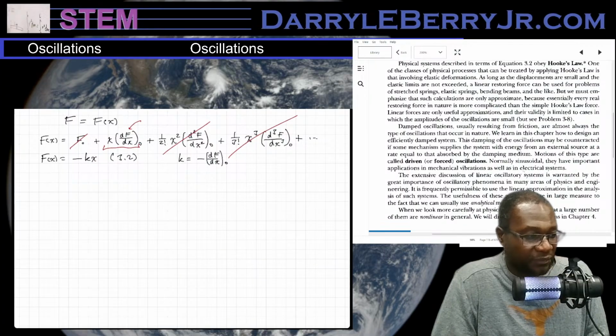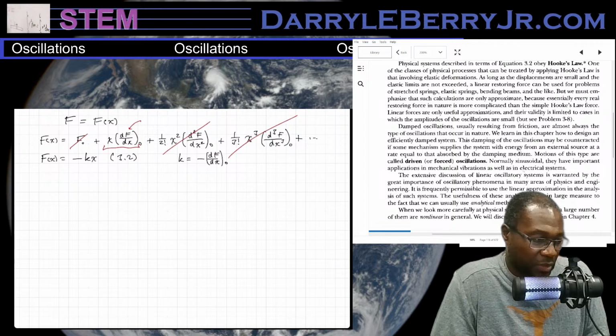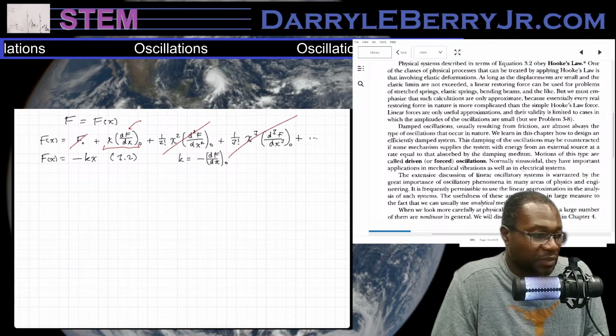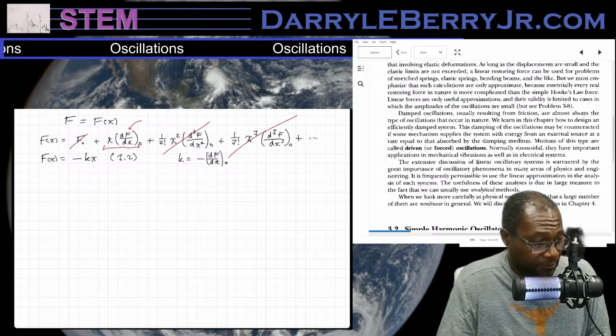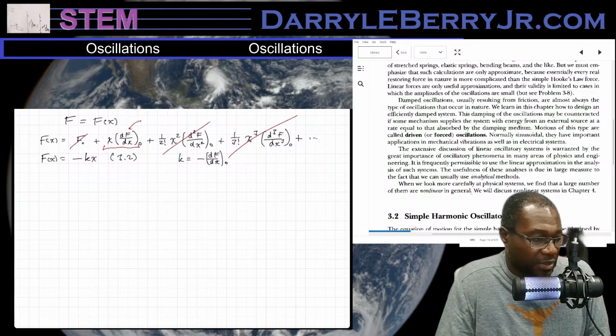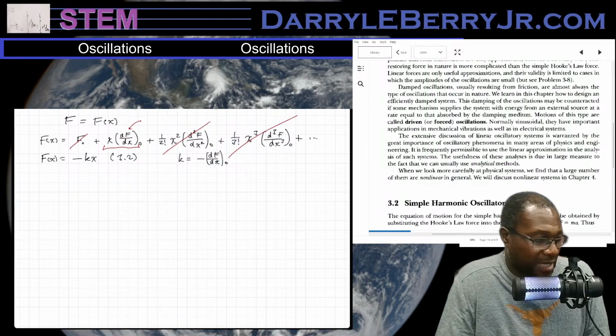The extensive discussion of linear oscillatory systems is warranted by the great importance of oscillatory phenomena in many areas of physics and engineering. It is frequently permissible to use the linear approximation in the analysis of such systems. The usefulness of these analyses is due in large measure to the fact that we can usually use analytical methods. When we look more carefully at physical systems, we find that a large number of them are nonlinear in general. We discuss nonlinear systems in chapter 4.